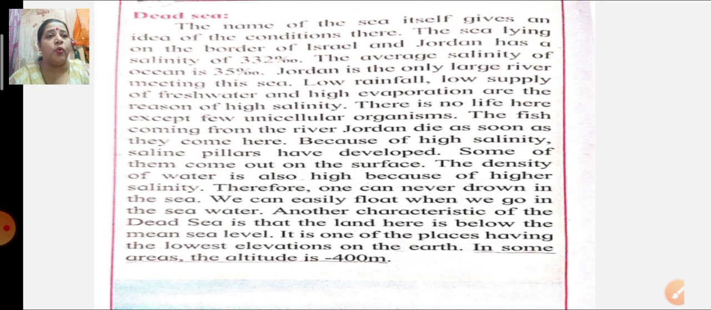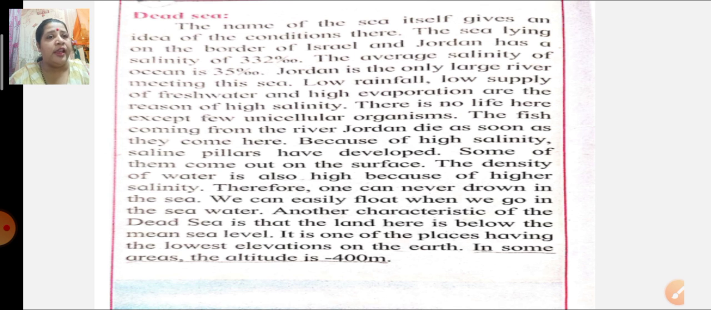Jordan is the only large river meeting this sea. Low rainfall, low supply of fresh water, and high evaporation are the reasons of high salinity here. There is no life here except a few unicellular organisms. The fish coming from the river Jordan die as soon as they come here. I had told you that if the salinity becomes unbearable, then it causes harm to the aquatic plants and animals.